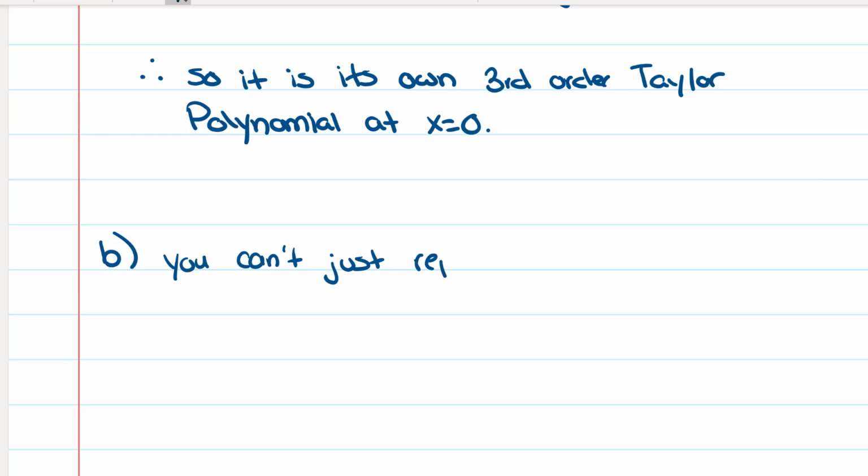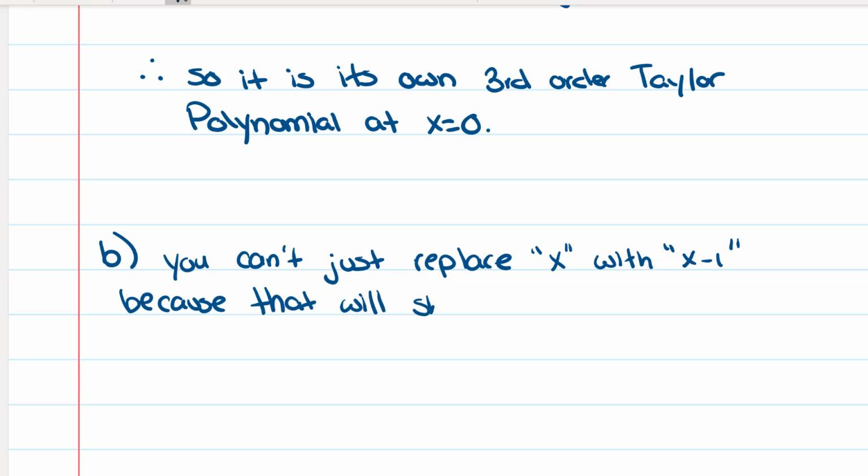So we can't just replace x with x minus 1 because that would shift the graph 1 to the right. Right? If we put an x minus 1 everywhere, that would mean it would shift the graph. What we have to do is come up with a new polynomial that you can put x minus 1 in there, and it remains the same exact polynomial.